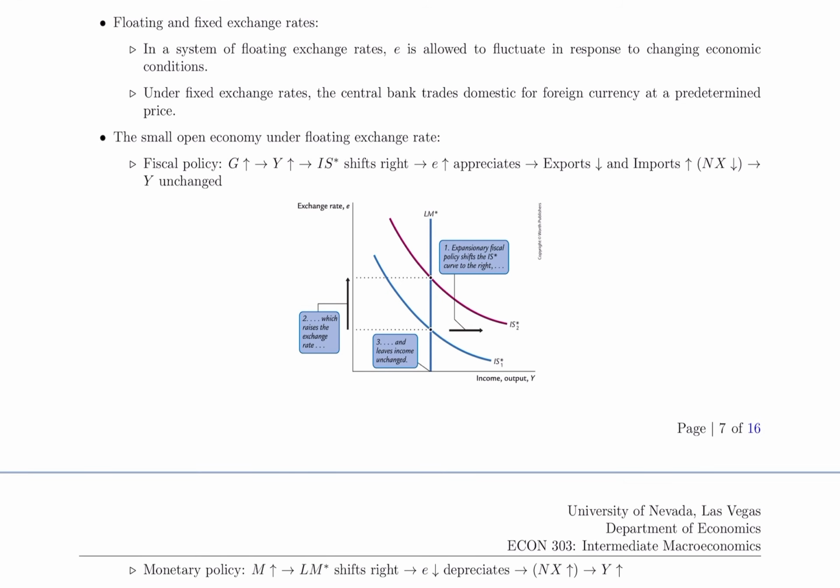Fiscal policy. An increase in government spending G initially causes output Y to rise and shifts IS* to the right, resulting in appreciation of the exchange rate E, which reduces NX. As a result, output Y falls back to its original level and remains unchanged.